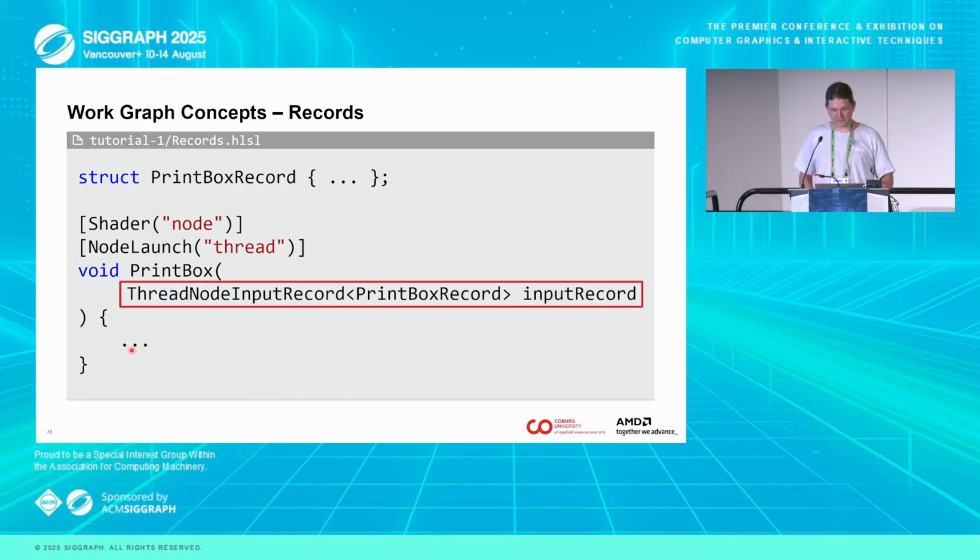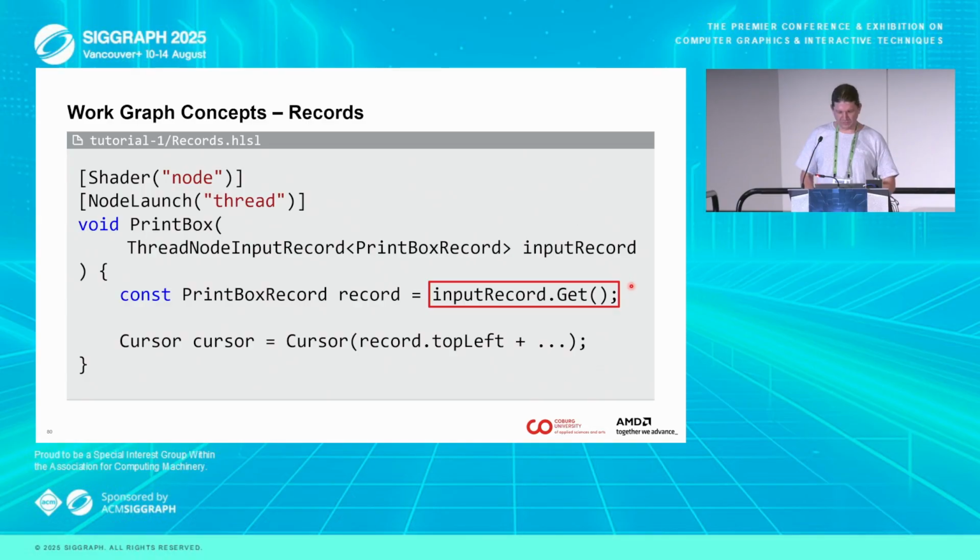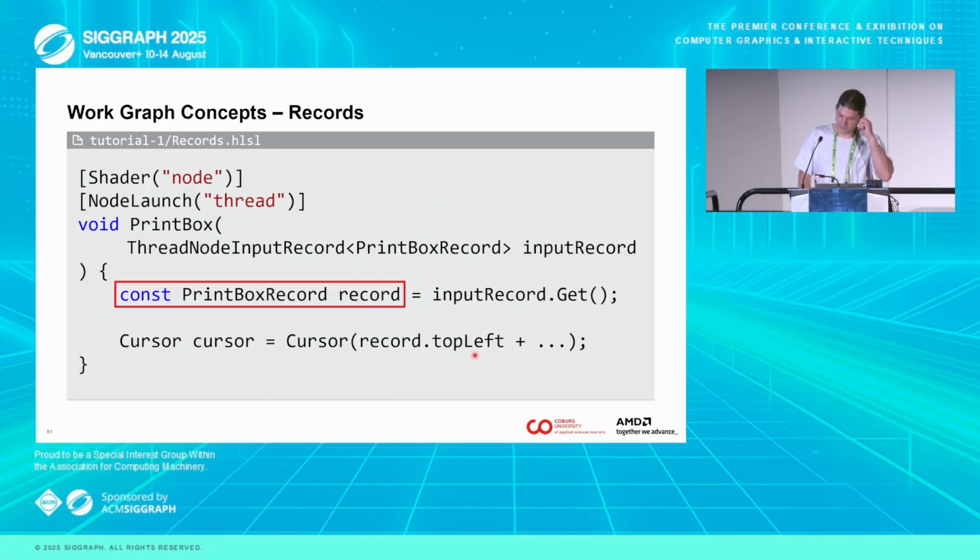Our print box has no notion of a receiving record yet. So to fix this problem, you have to add the thread node input record variable with a template argument of the record that we defined, and we give it a name, and then we can receive it. After receiving it in your code, you can get the record and basically take it out from the input record here, and then you have direct access to the members of the record. And then you can do whatever you want to do in your code, and here we do some writing.